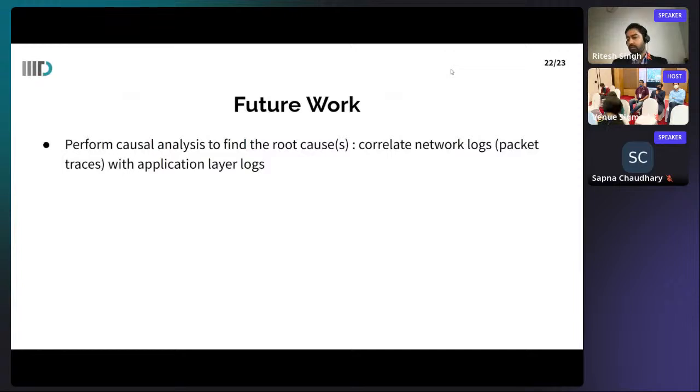The future work is to perform a causal analysis to find the root causes and to correlate the network logs, that is the packet traces, with the application layer logs, in order to find out the reason why the two protocols, TCP and QUIC, behave differently in varying bandwidth scenarios.